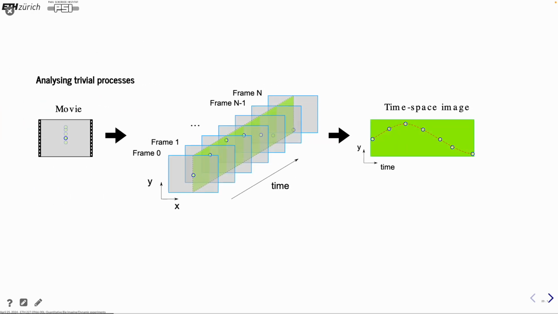Analyzing a trivial process, so one that's just moving up or down or something, where you have a very distinct front, can be done. So first of all, we create some movie. So this is a time series. And this movie can be viewed as a 3-dimensional volume where you have X and Y and time.